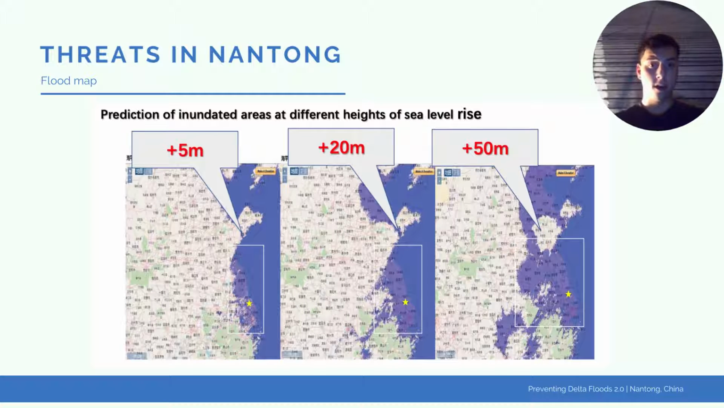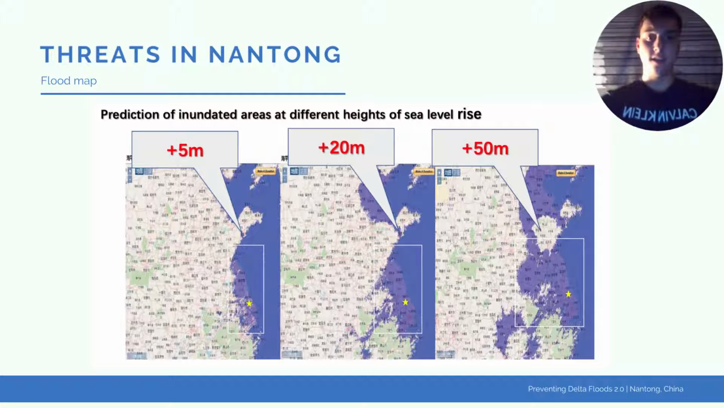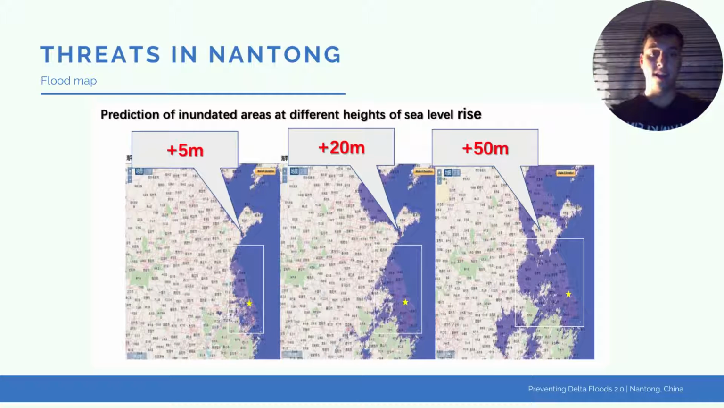One of these threats is the different heights of sea level rise, as you can see in this picture in front of you. On the left picture, you can see the different height with 5 meters, in the middle one the 20 meters, and the right one the 50 meters. You can also see the consequences these different heights have on Nantong itself. So based on these threats, we've chosen our solutions.